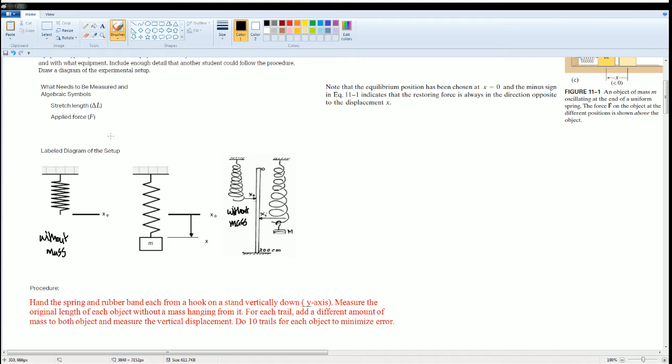This is for the spring, and this is going to be for the rubber band. Then after that, you're going to put a mass. So this is with mass. This is with mass. And there's going to be a displacement, and we call that displacement the stretch length, which is labeled by delta y. That is the change in the length. Likewise here. You're going to do this for different masses and you're going to get the delta y. You're going to do 10 different trials to minimize error.